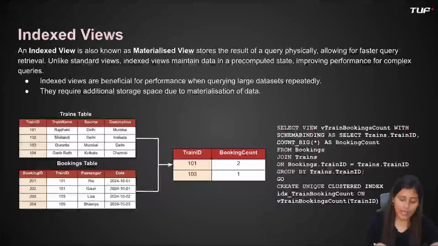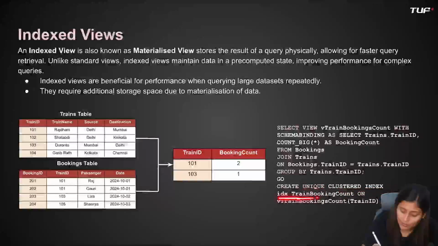Okay, we have created 101, 103. 101 was twice, you can see 101 is there 2 times, so count big for this will be 2 times. So 101 with 2 and 103 with 1. Now what we are doing: go, create unique clustered index. So now from this onward we are actually creating the indexed view. Okay, so create unique clustered index.